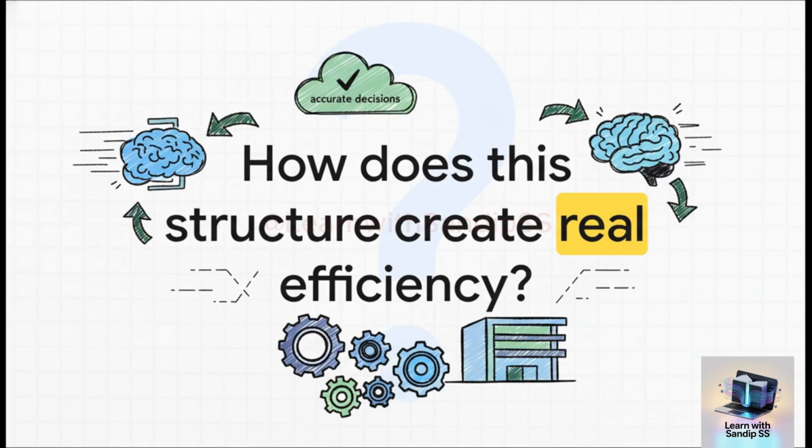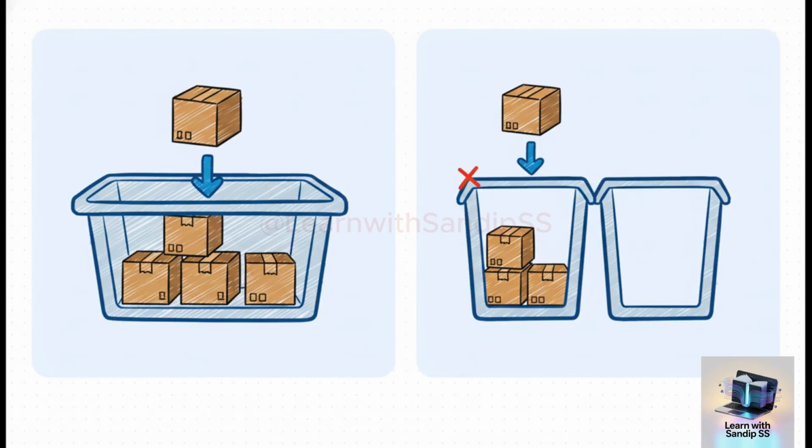All of this data is totally useless if it doesn't lead to smarter, faster, more efficient decisions. The magic happens when the system uses all this information to automate really complex choices. Check out this classic warehouse problem. Let's say you get a new shipment of a product you already have. Should you add it to a bin that already has some?